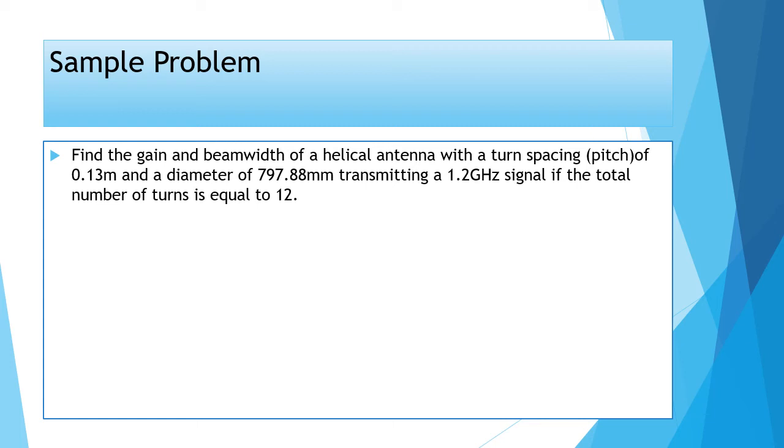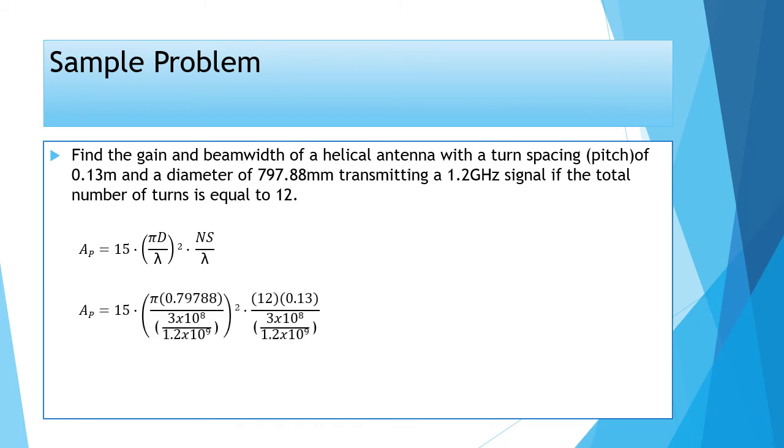Now let's try to solve first the gain. Let's write down the formula for the gain of the antenna. So gain is equal to 15 times pi times the diameter divided by the wavelength, now quantity squared, times N, which is the number of turns, times S, the pitch, divided by, again, the wavelength. So this is pretty much straightforward. All of the variables are in the problem except for the lambda, which we can obviously compute. So we just plug everything in to our formula like this.